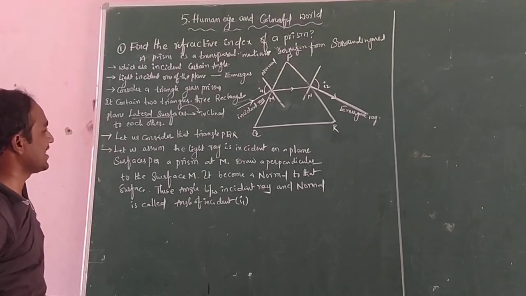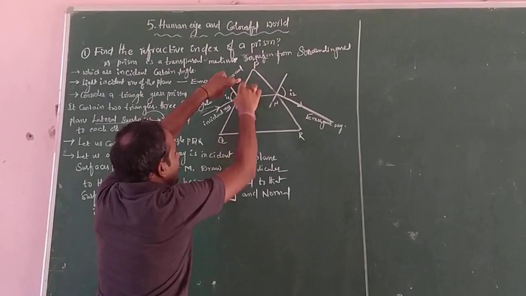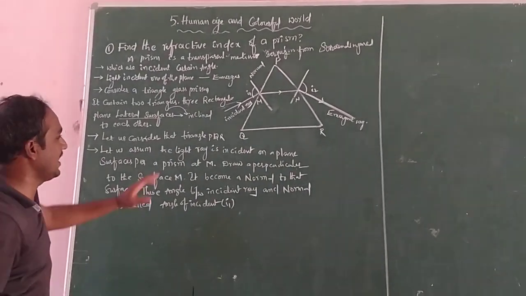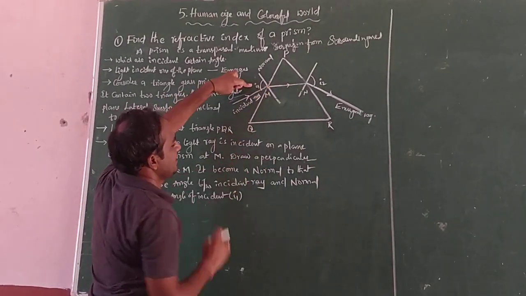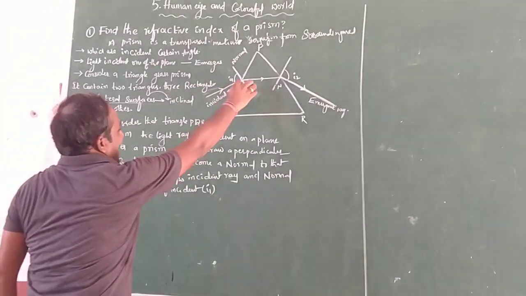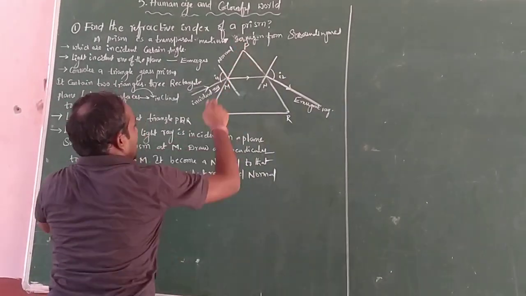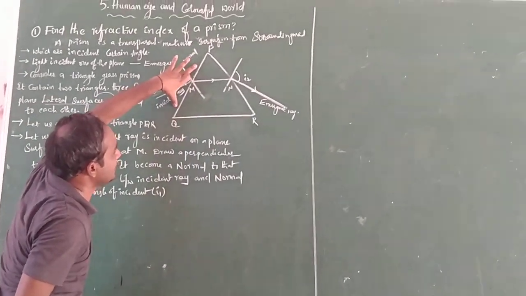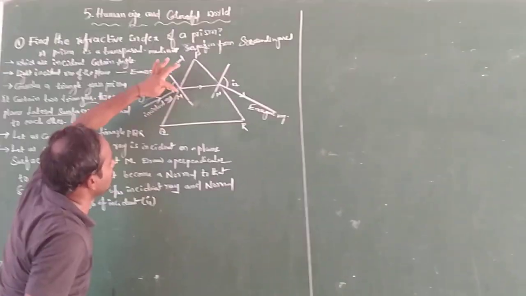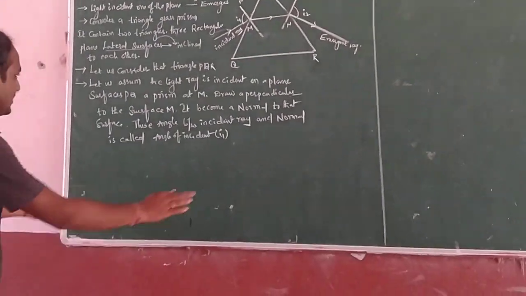And one more thing, let us consider the triangle PQR, and assume a ray is the incident ray. The incident ray strikes a specific point on a plane surface, that is PQ. The incident ray strikes the surface PQ at the specific point M.